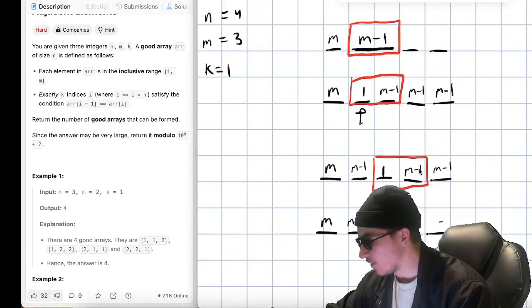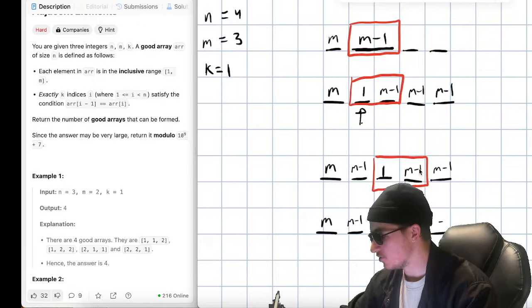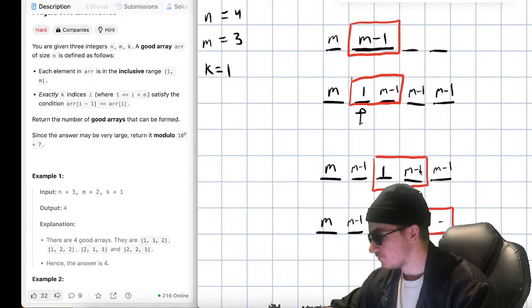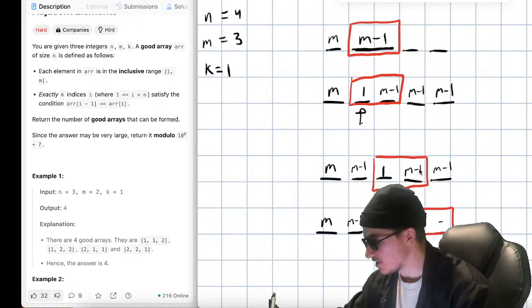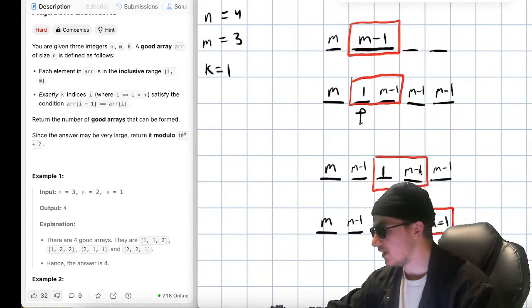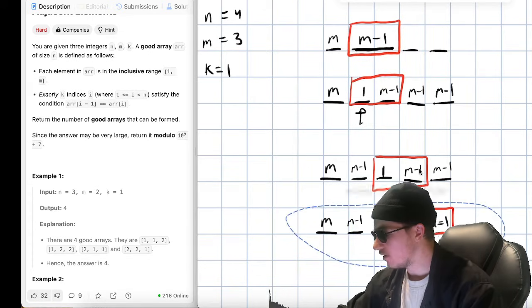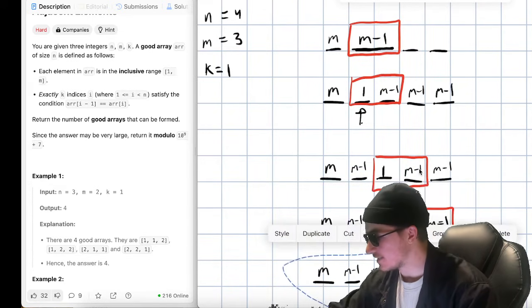Now where's the last location? Well, I guess there are 2 more locations. This has to be m minus 1. This is 1. M minus 1 things that this can be. Then the last case here.